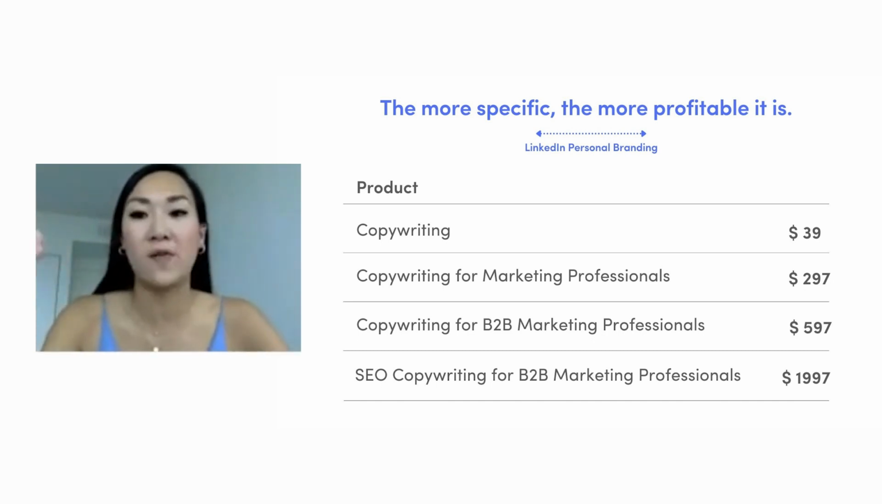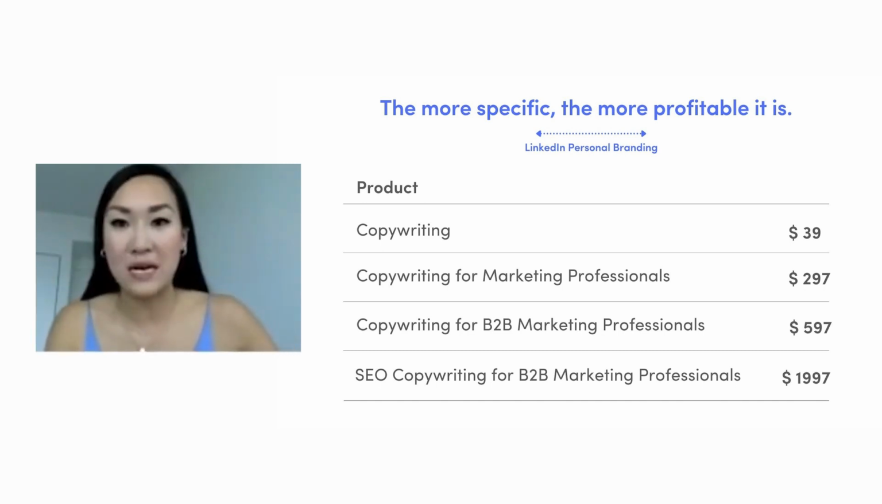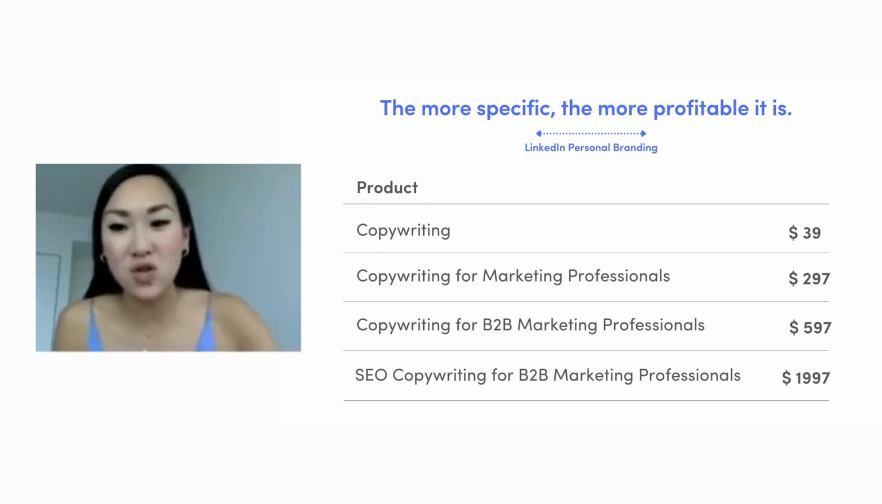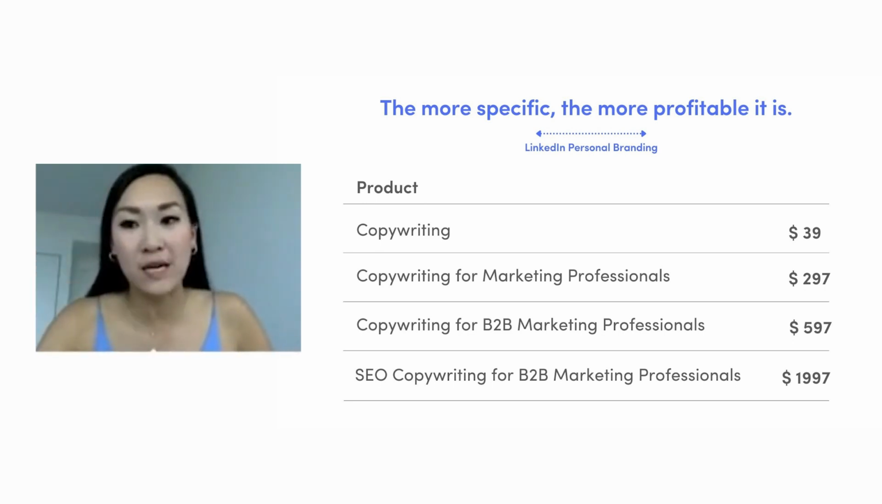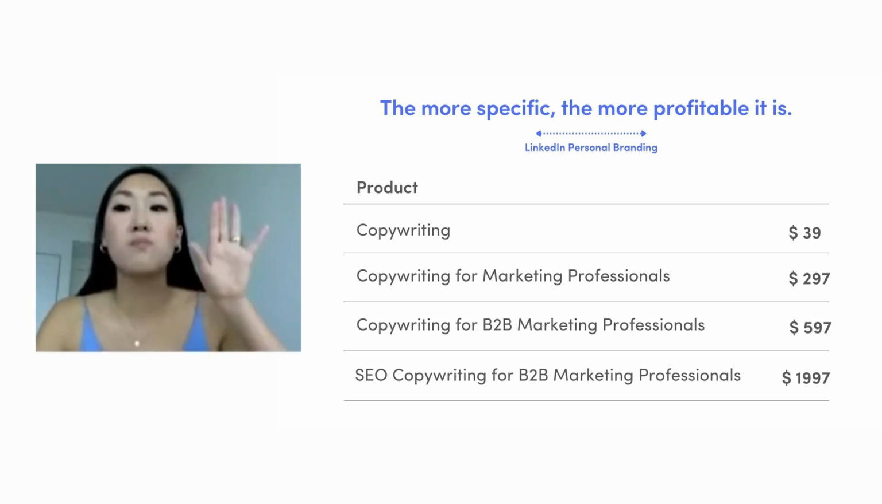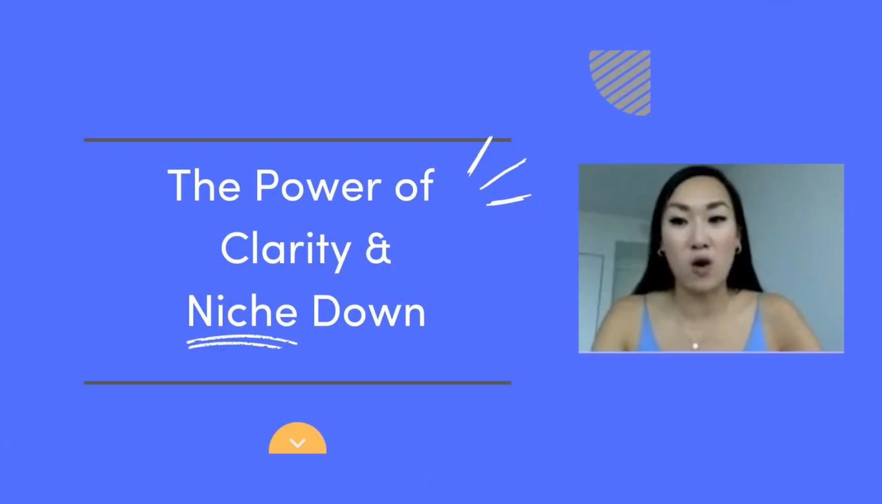I help tons of my clients niche. So look at this as a perfect example. A copywriting program is around $39. But if you're really segmented, like SEO copywriting for B2B marketing professionals, you can even charge up to $2,000, right? So the more specific you are, the more profitable it is. This is the power of clarity, and this is the power of niching.